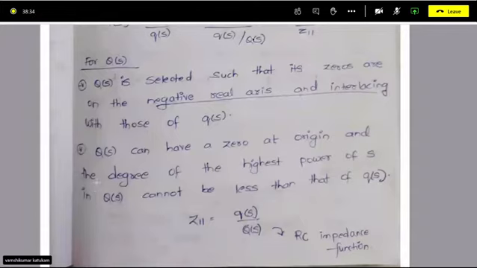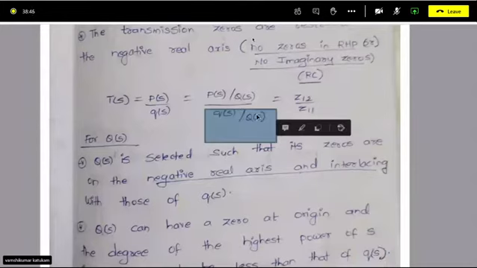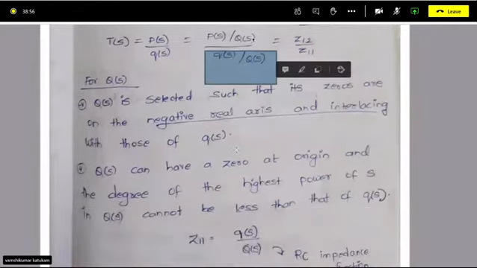Capital Q of S cannot be less than small Q of S, which means it is always greater than small Q of S. If you take this fraction, the degree of capital Q of S should always be greater than or equal to that of small Q of S. So these are the two conditions, and with these two things, we can write Q of S for a given problem.